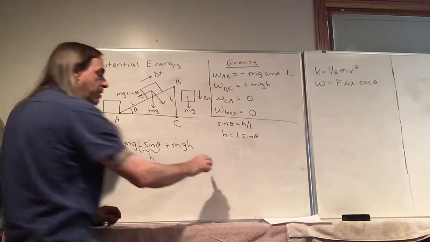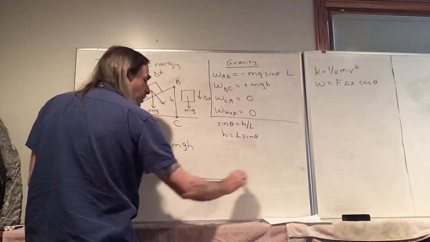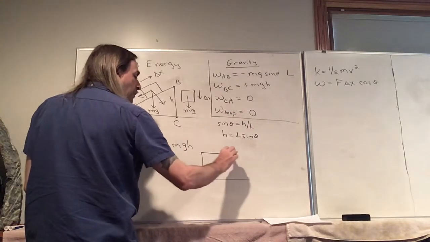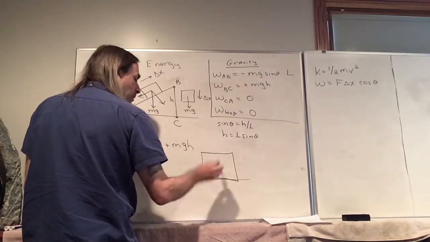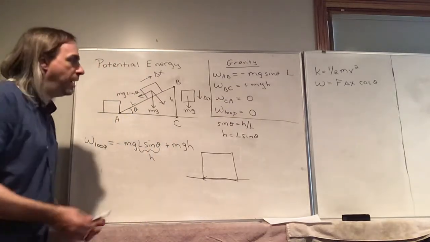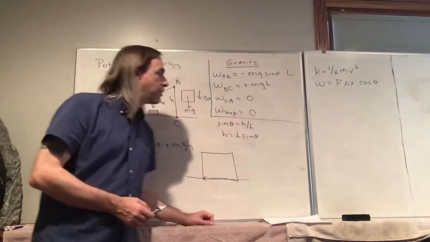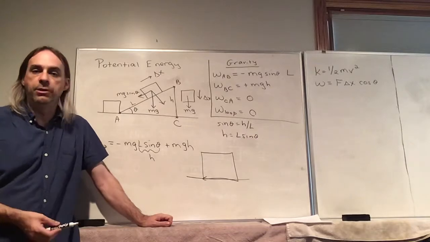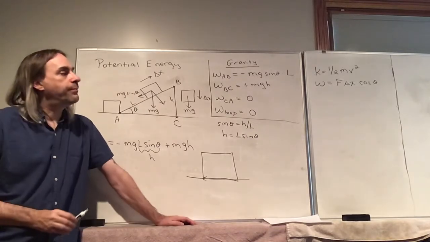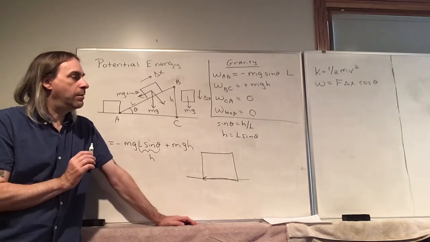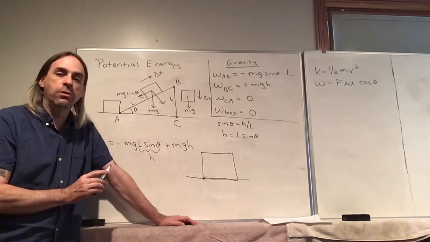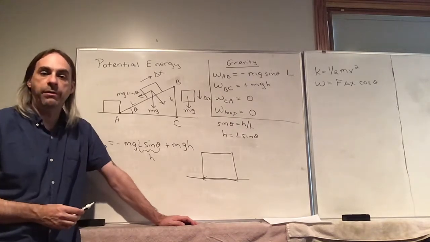You can picture a square type of path. Like here's the ground, lift it up, move it over, lower it, back to the start. Every loop you calculate, we're going to find that the answer for gravity is 0. Now, technically, we need this to be true for every possible path.